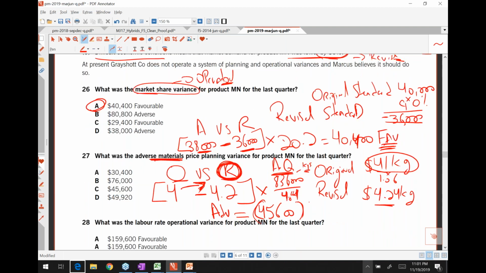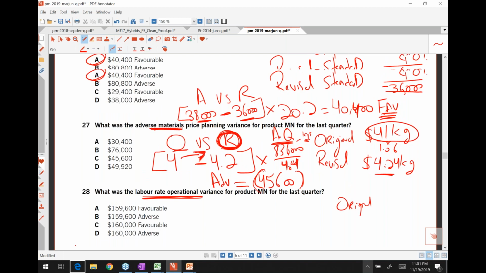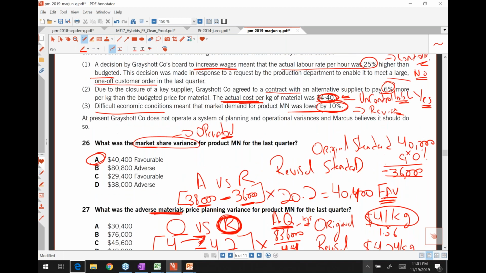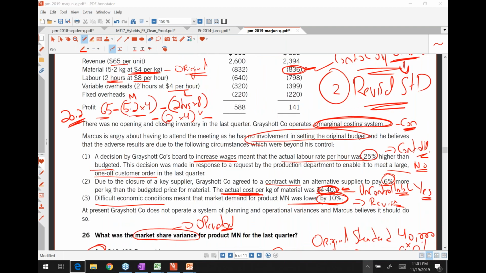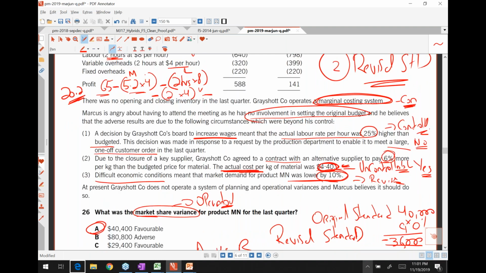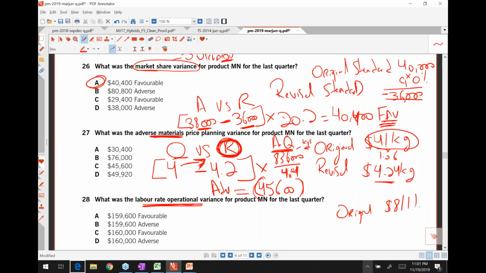Now, labor rate, operational variance. What was the original standard for rate? It was 8. 8 was the rate per hour. Are we required to revise it? Come on, tell me. Are we required to revise it?